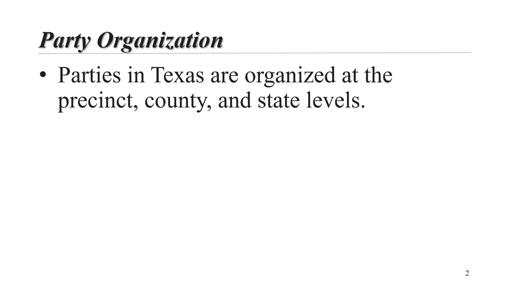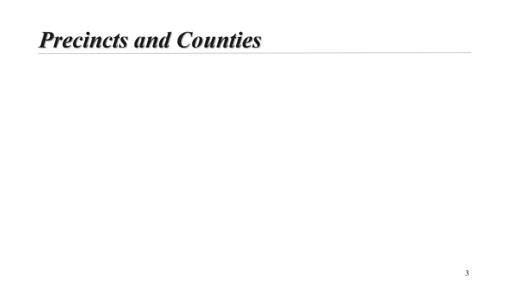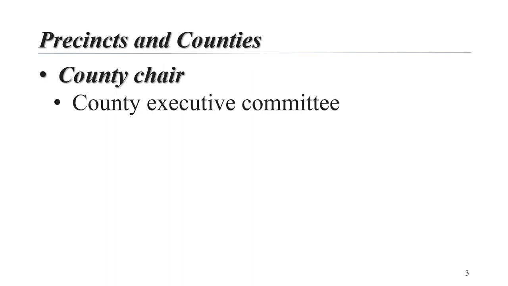Parties in Texas are organized at the precinct, county, and state levels, and they're organized specifically to conduct the party primary and have the convention. So the precinct is the most basic level of political organization at the local level. In each election precinct, a precinct chair is elected in the party primary.